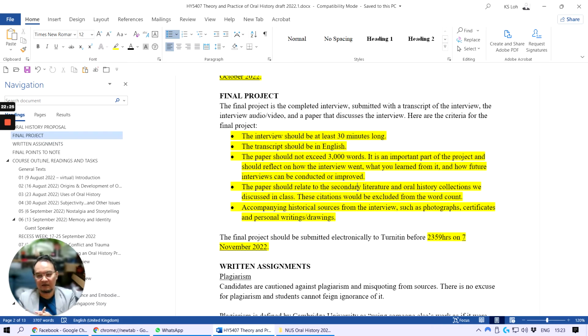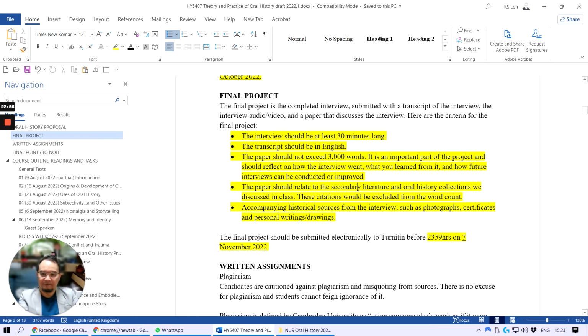So I want to say this again: for the final project, the grading is not over how well it went. It's over how you applied what you learned in the seminars to an actual oral history interview, and how well you are able to reflect on this interview itself. Hope I made myself clear.